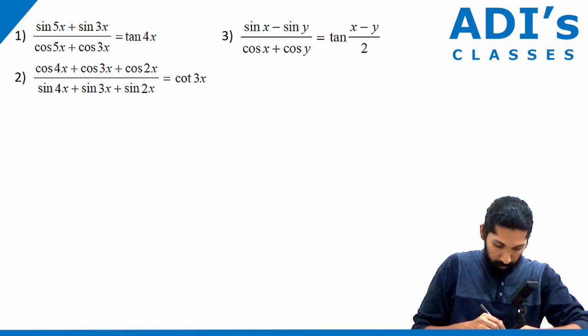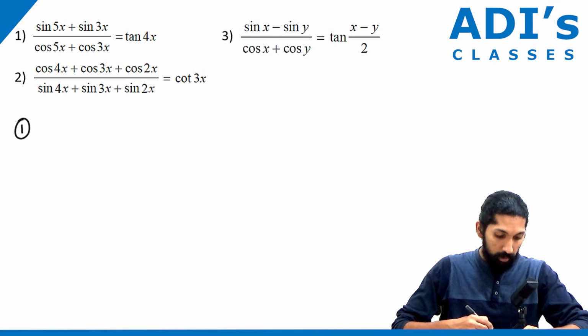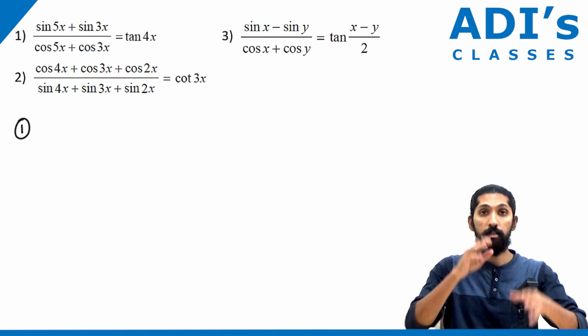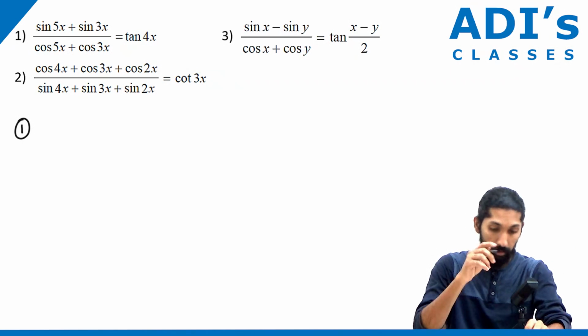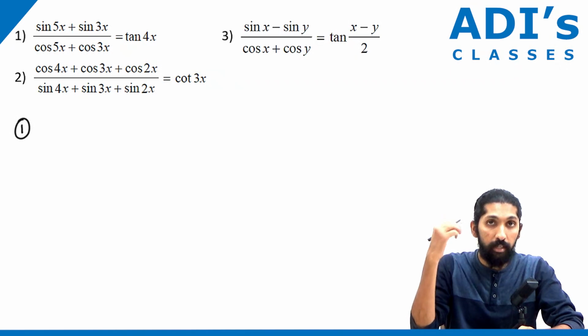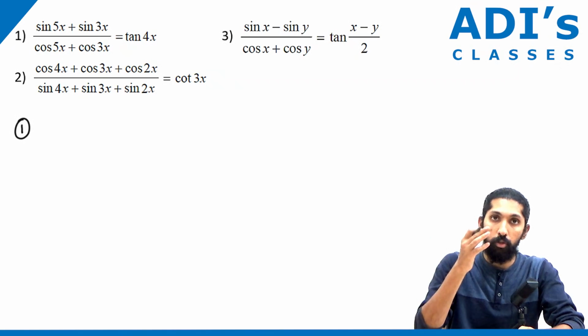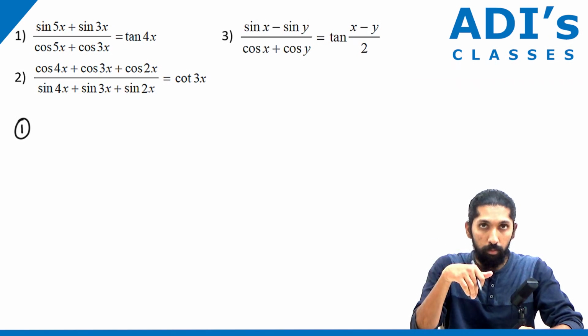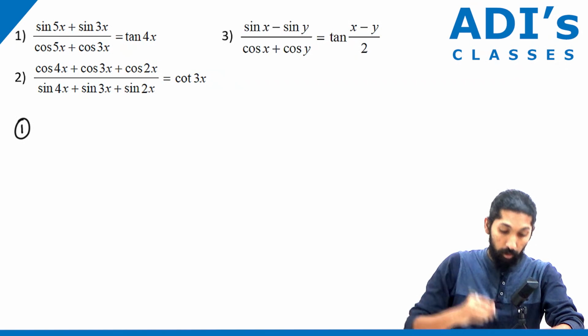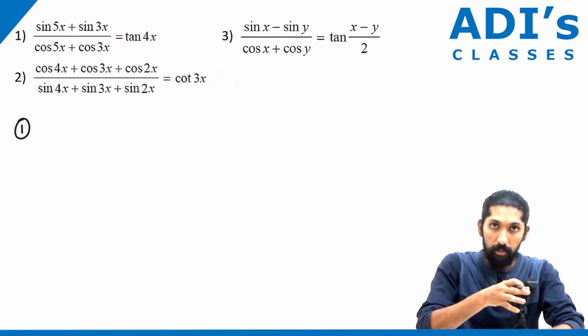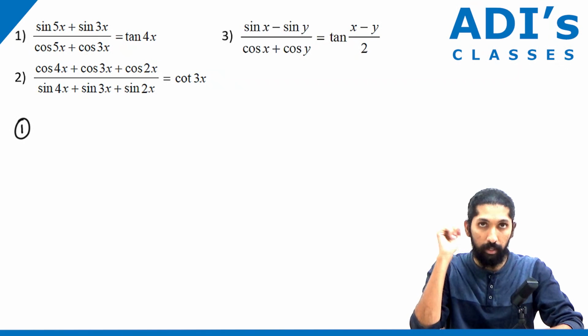Now, let's start with the first one. Sin 5x plus sin 3x. This is of the form sin c plus sin d. Correct? Now, what is sin c plus sin d? Recall, it is 2 sin c plus d by 2 cos c minus d by 2. Correct? So, in place of c, we have 5x. In place of d, we have 3x.